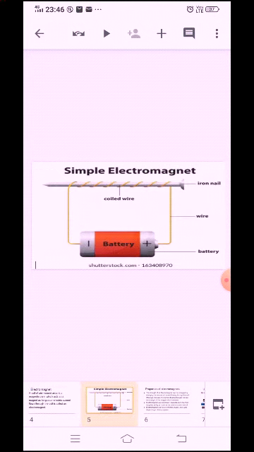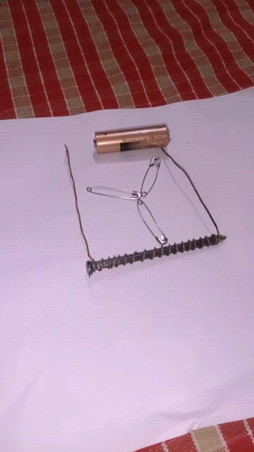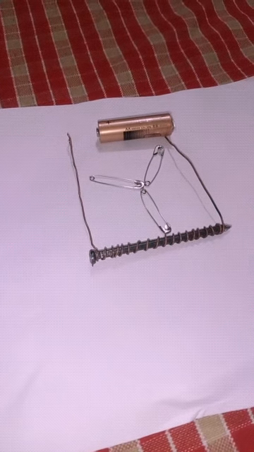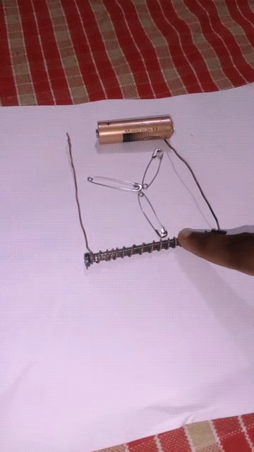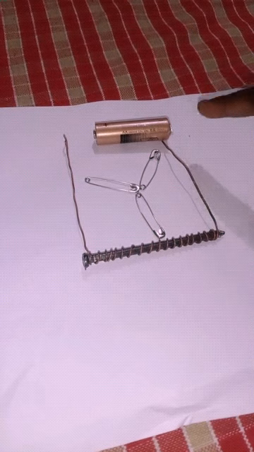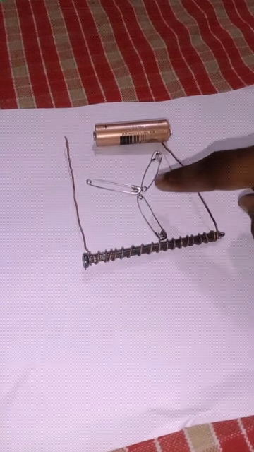This image shows a simple electromagnet. An electromagnet is a type of magnet in which the magnetic field is produced by an electric current. Let us do an activity to make an electromagnet. Materials required: long iron nail, dry cell, copper wire and steel pins.